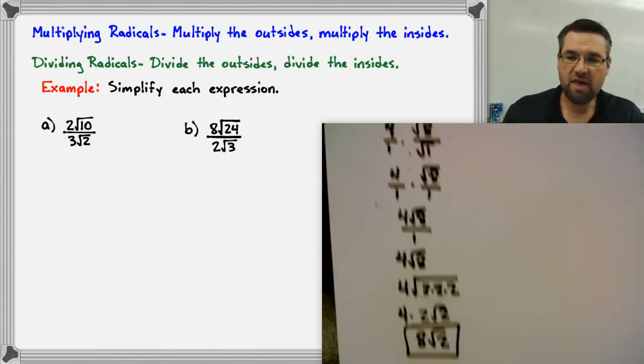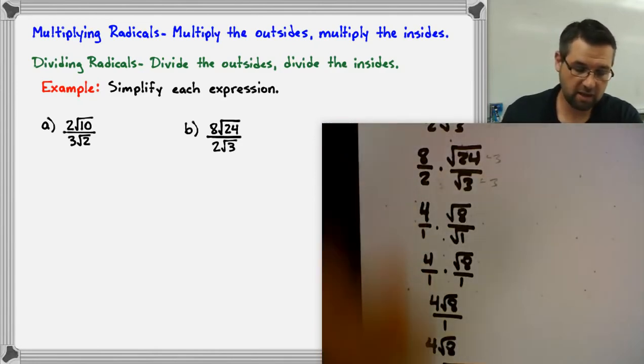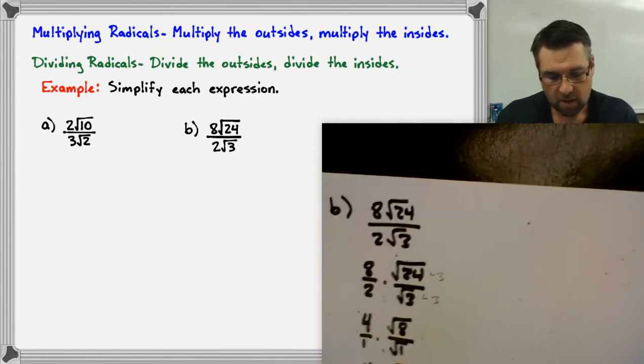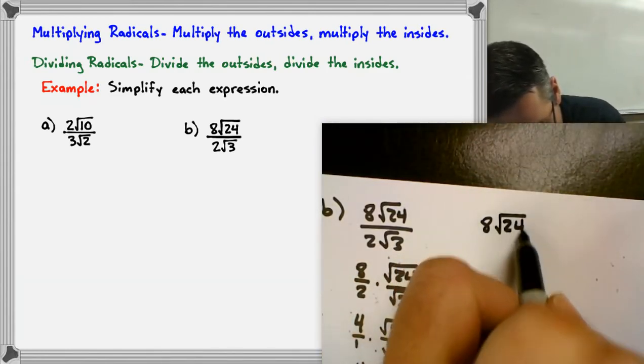Now, that is one method to solve this. That's a lot of work there, and if that's what we have to do, that's what we have to do. But let me show you a different, maybe quicker method. I don't know if it's quicker or not. It's just a different method.